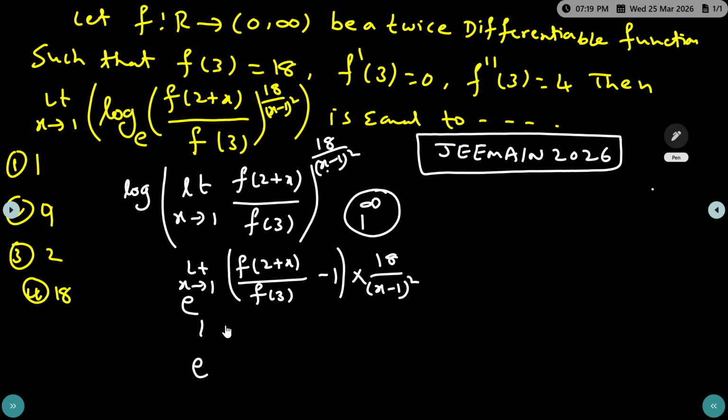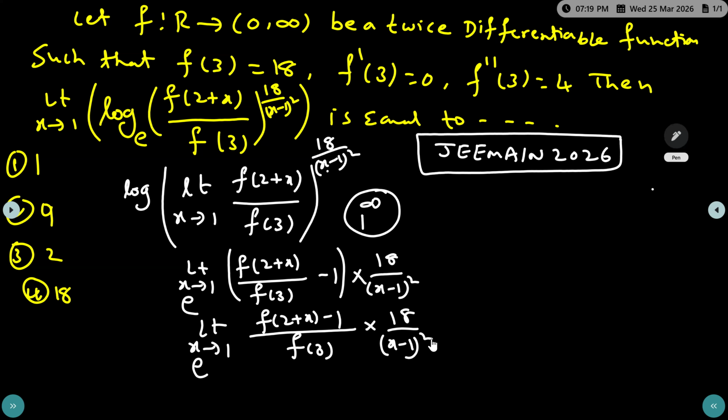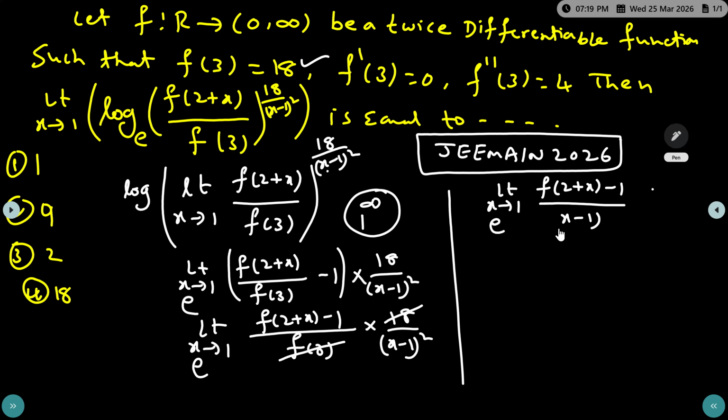Now if you move with the question, what do you get? Limit, e power limit x tends to 1. f of 3 is the LCM. f of 2 plus x minus 1 by f of 3, into 18 by (x minus 1) whole square. Now here substitute values. f of 3 is given as 18. So the numerator 18 and the f of 3 get cancelled. e to the power limit x tends to 1, now the question is f of 2 plus x minus 1 by (x minus 1) whole square.